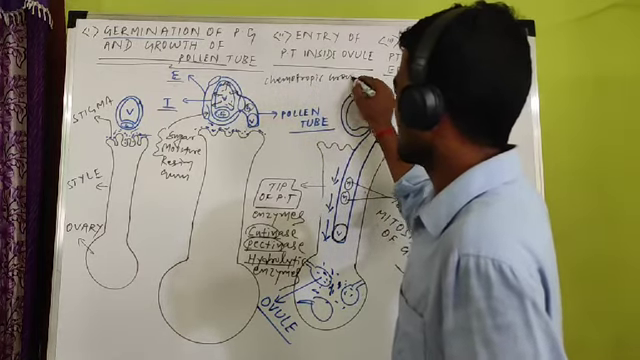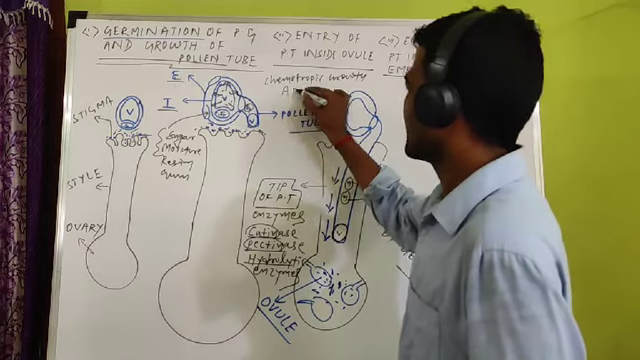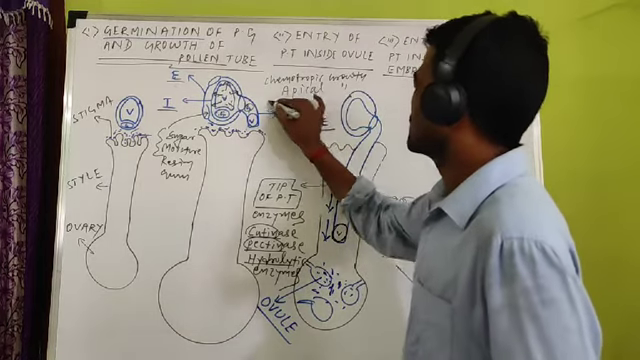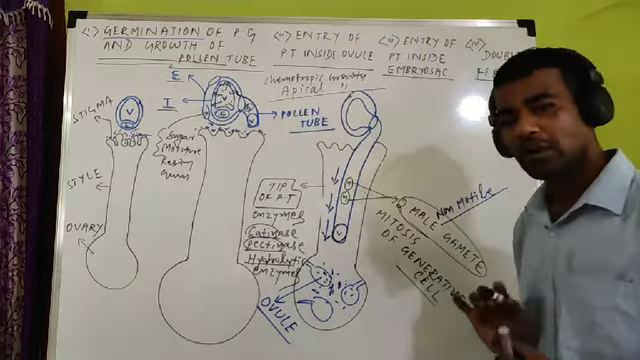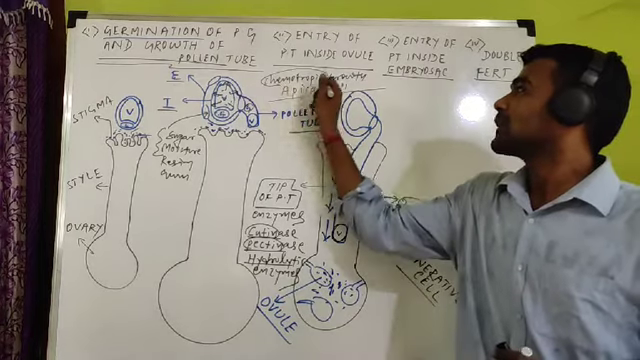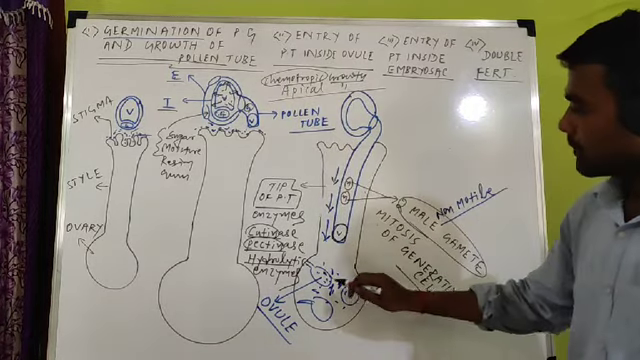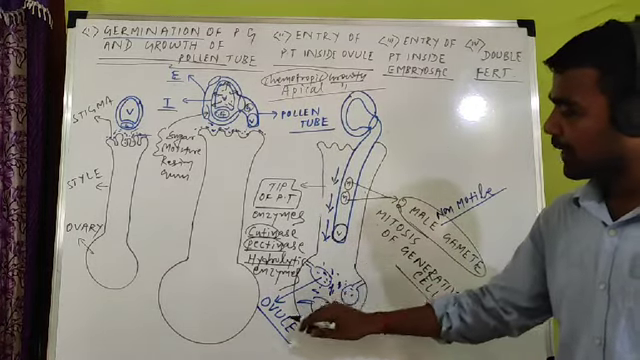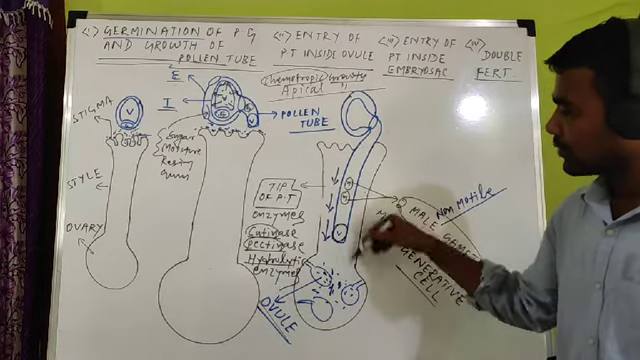Chemotropic growth, another is apical growth. These two things you have to remember, important things. Why is it called chemotropic growth? Because some chemicals are secreted inside the ovary by the ovule, which attract the pollen tube.